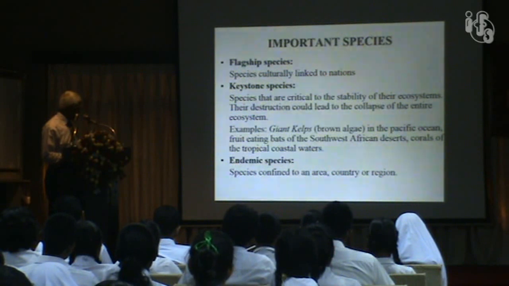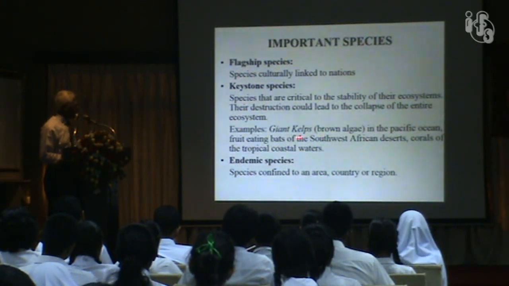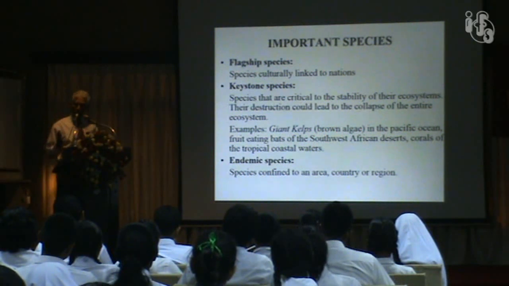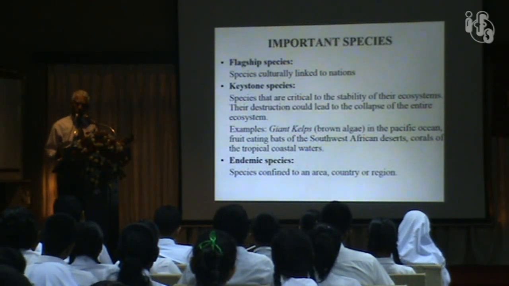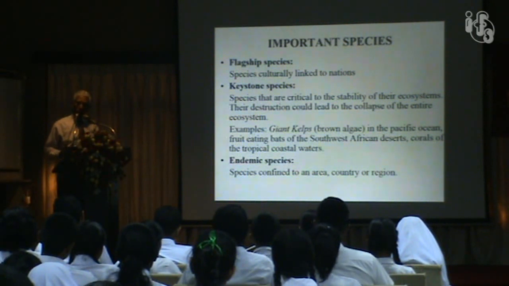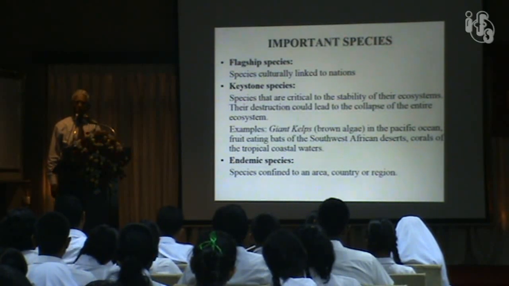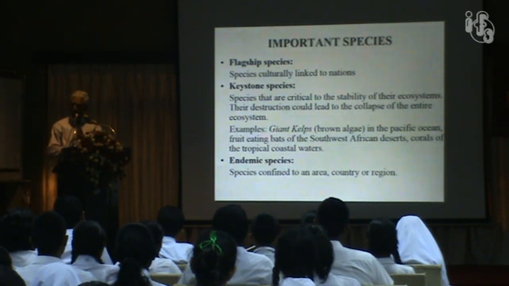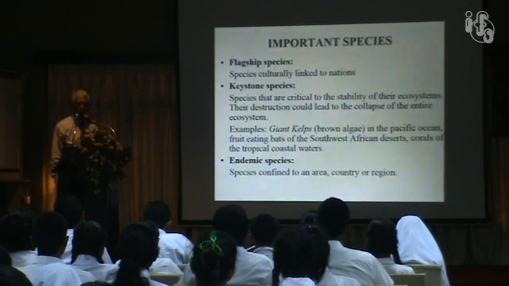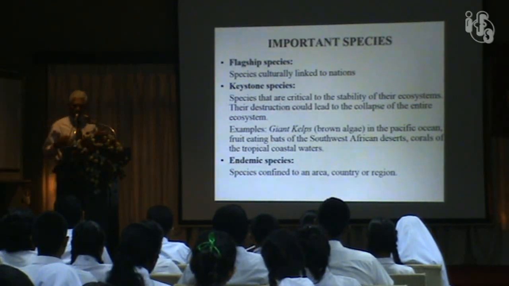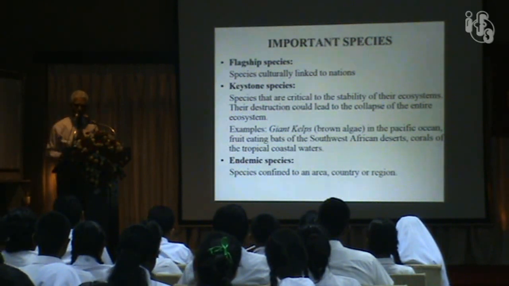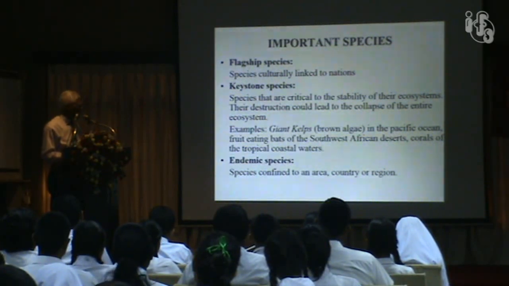For instance, among the brown algae, the giant kelps of the Pacific Ocean is considered the keystone species. Now these giant kelps, you will learn only when you come to university, can be as long as 150 feet. So there are algae, and they are not always small. Giant kelps they are called. If they are destroyed, the entire ocean ecosystem in that area could collapse. Similarly, living corals are a keystone species. We are now destroying them, and that could collapse the entire ecosystem, including the barriers.